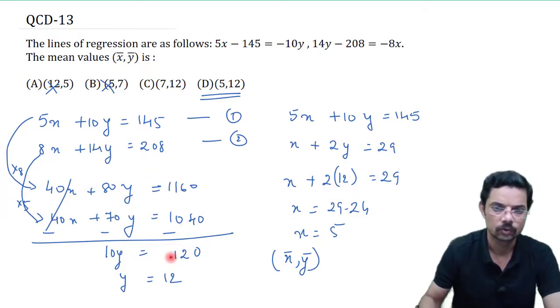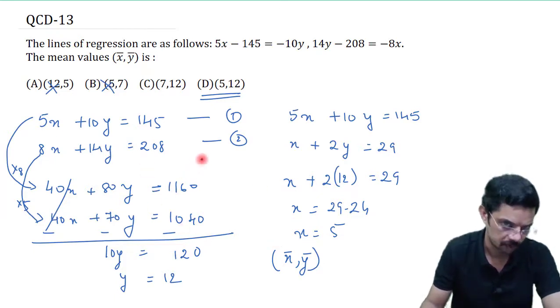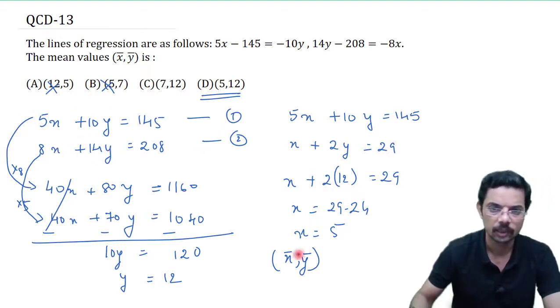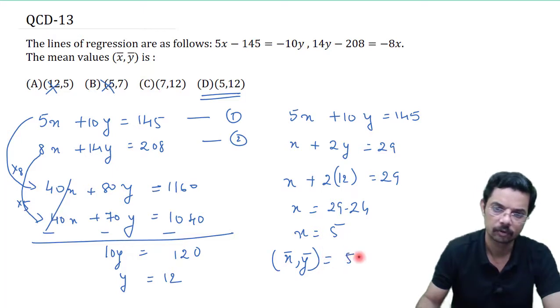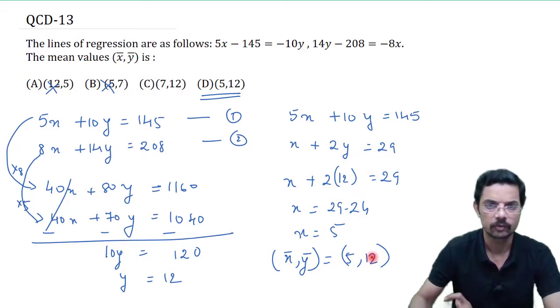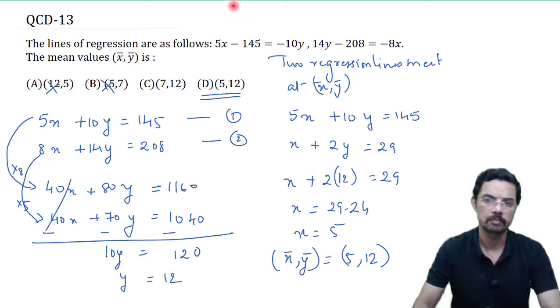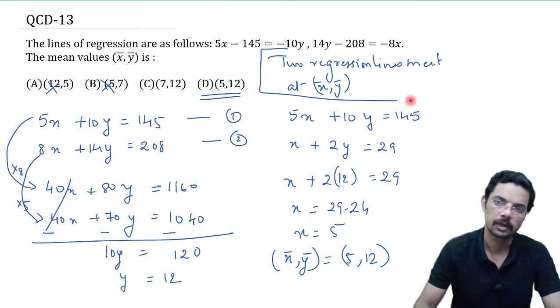Okay, so the point where both the equations meet will be the means. This will be equal to 5 comma 12. Okay, x bar will be equal to 5 and y bar will be equal to 12. But we say that two regression lines meet at x bar comma y bar. Okay, this is the result that we should know, and that is being applied in this case.